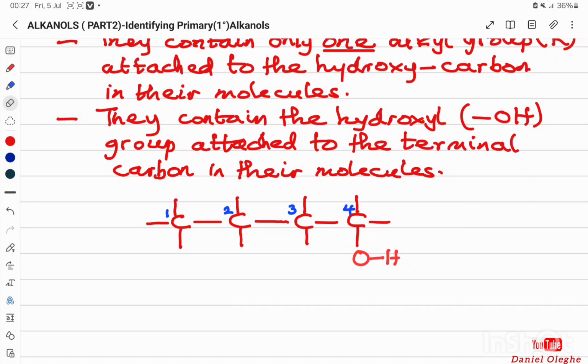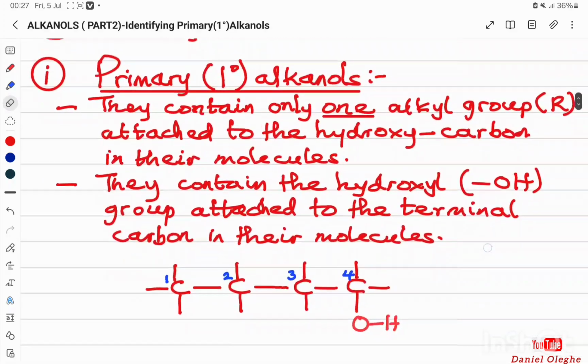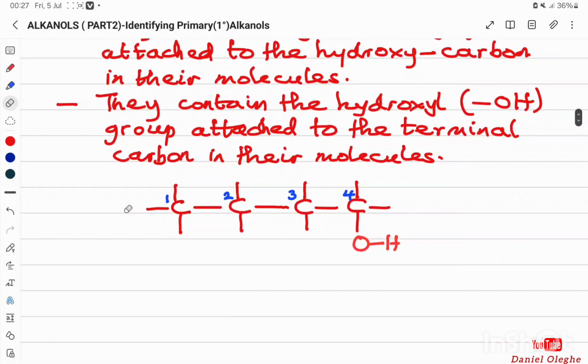Like I said, the carbon atoms numbered 1 and 4, carbon 1 and carbon 4, are the ones we can refer to as the terminal carbon atoms in the molecule. So if you have a hydroxy group on either of the two, you have what we call a primary alkanol. Let me try to complete this structure to give us a complete molecular structure of a primary alkanol.